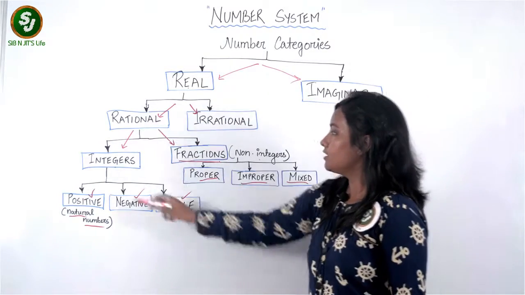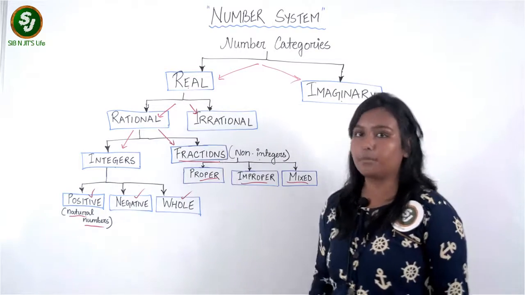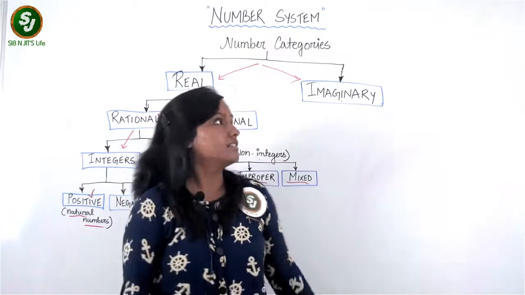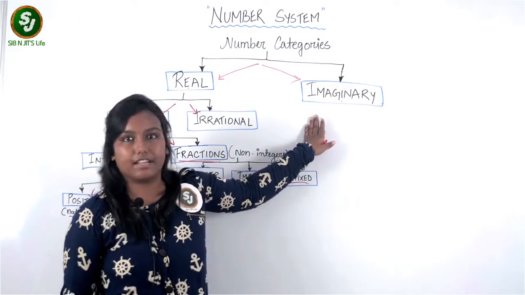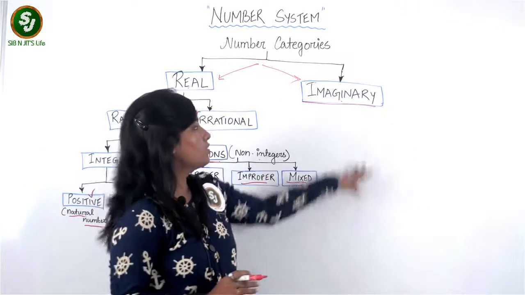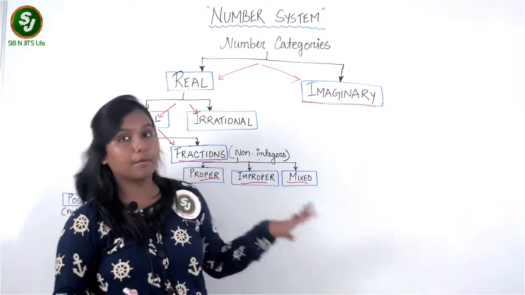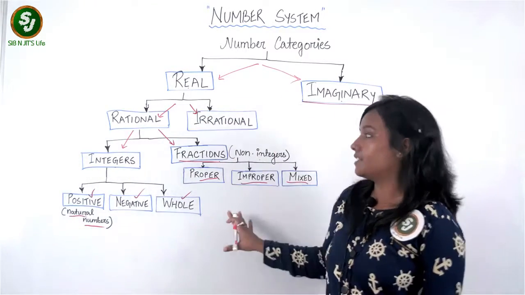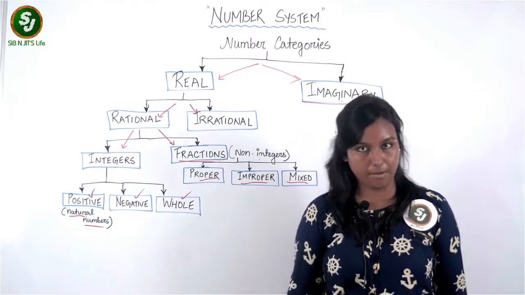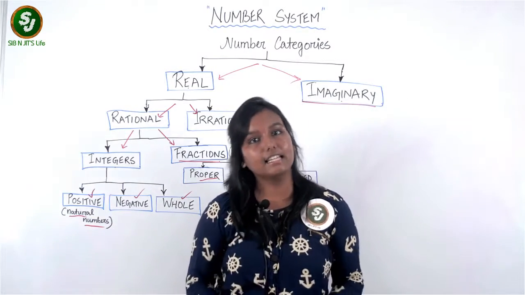So this is the entire category which falls under the real number system, whereas the other number category, the imaginary number system, has no such basic characteristics. So this is the basic number categories, you can say the division table which you have to keep in mind, and now we will discuss each and every category in details.